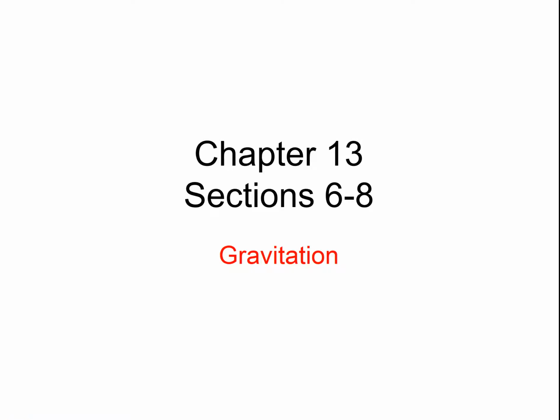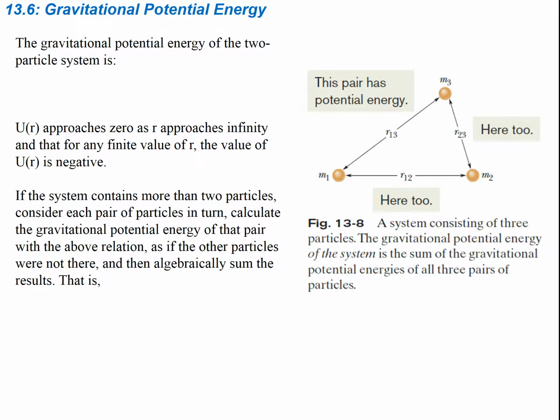Today we're going to continue on with Chapter 13 on gravitation. Alright, so we want to talk about gravitational potential energy. We've talked about gravitational potential energy before in the sense that U is equal to mgh. Right, but there's a little more to it when you have multiple objects.